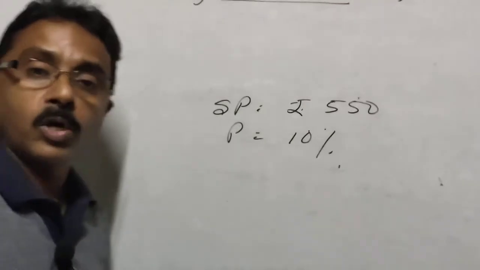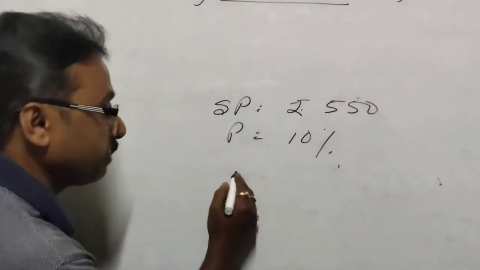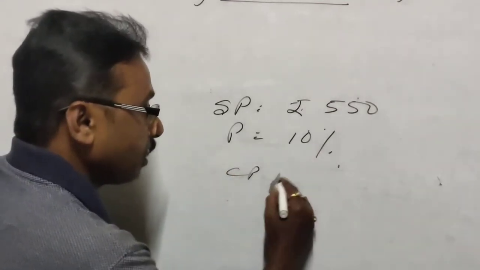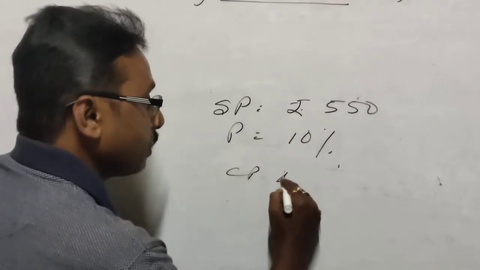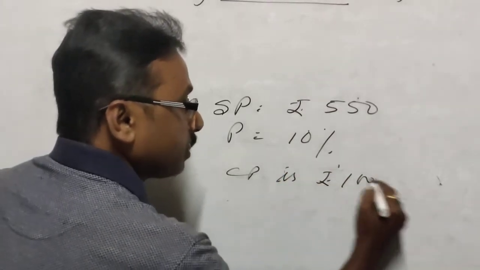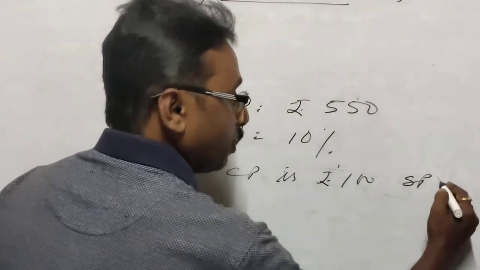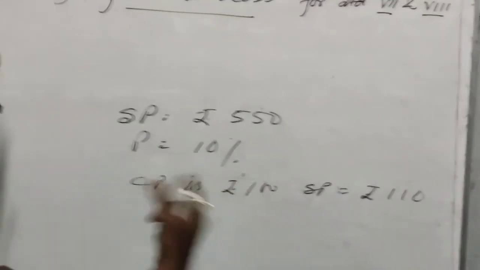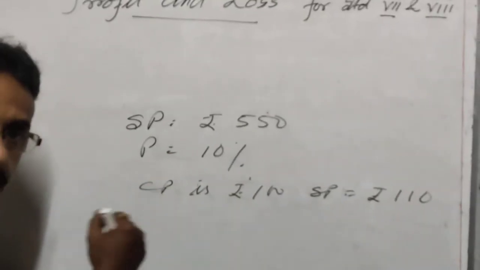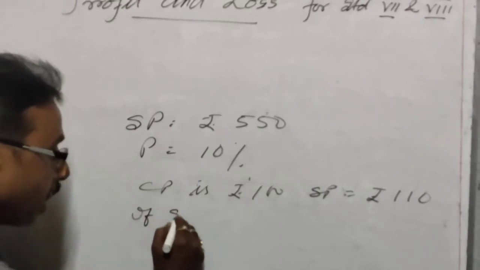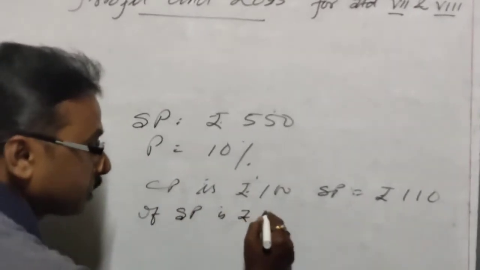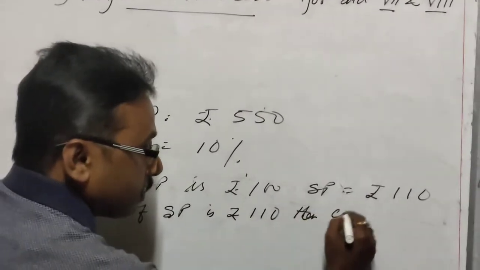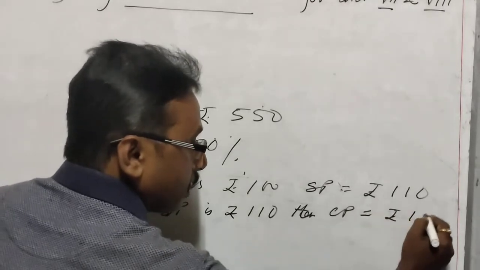Okay, if we take suppose the cost price is 100, then what can we write? If CP is rupees 100, then SP will be rupees 110. Now SP is given, we have to find out CP. So this statement we can write like this: if SP is rupees 110, then CP is equal to rupees 100.